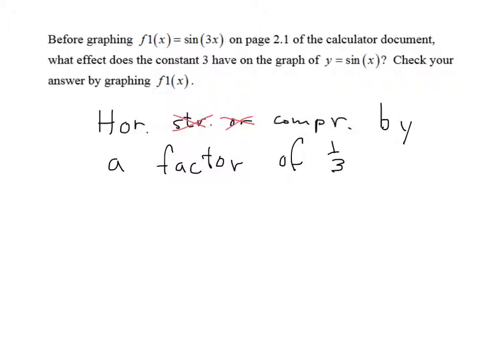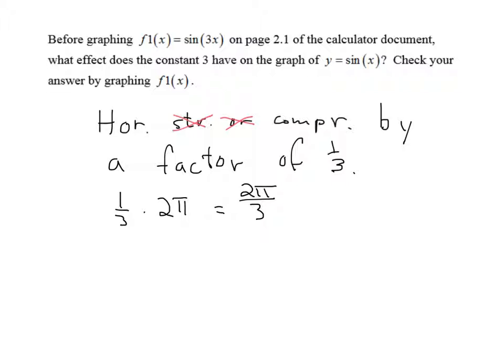There we go. Or perhaps you were thinking more in terms of the period, since this is a periodic function. Sine of x is periodic. You might be thinking, well, that just means that the normal period of 2 pi gets compressed by a factor of 1/3, or it's 1/3 times 2 pi. And so you could also describe this as saying the period now is 2 pi over 3.